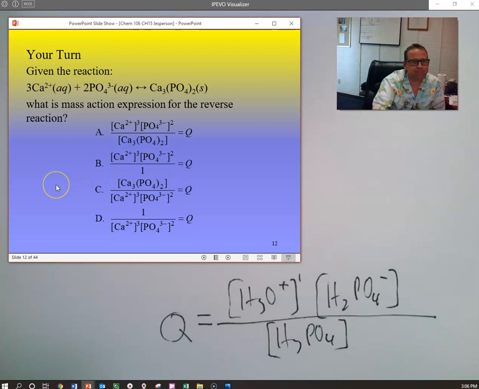Jace, do you want to take a stab at this one? What is the mass action expression for the reverse reaction? Let me take a look. It's either A or B, but I'm not sure. Okay. Want to help us out, Sarah?